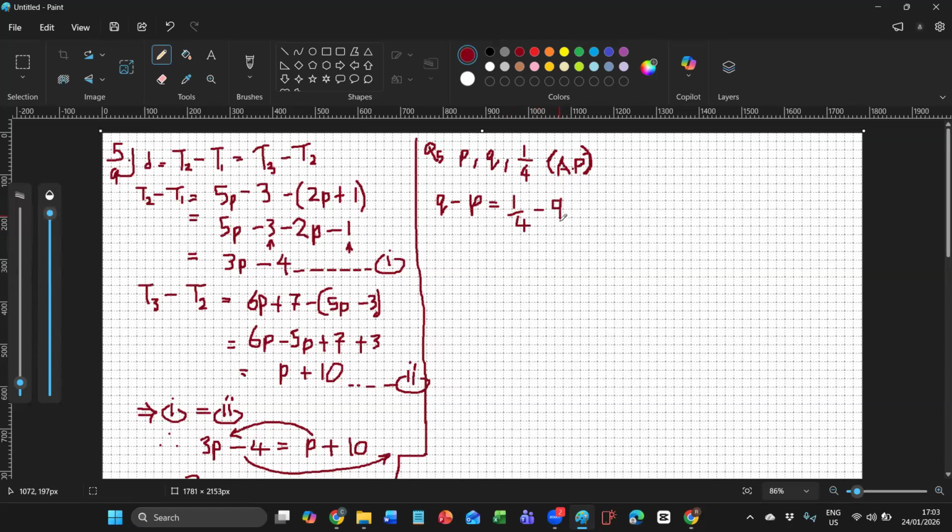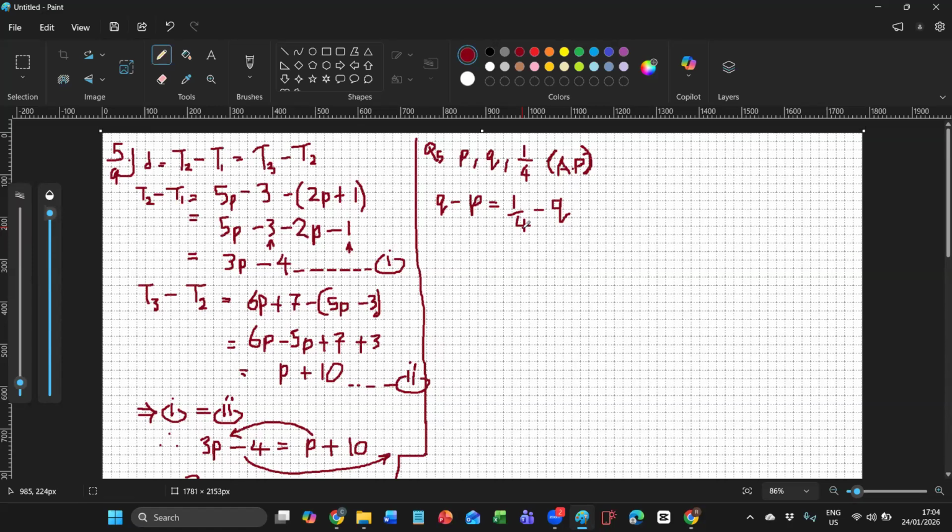Okay. So are you good with this up to this point? We've not really done much, but I just want to make sure you're following. Alright. So Q minus P equals 1 over 4 minus Q. What do you think we should do so that we'll have the Q's on one side and the P on its own?